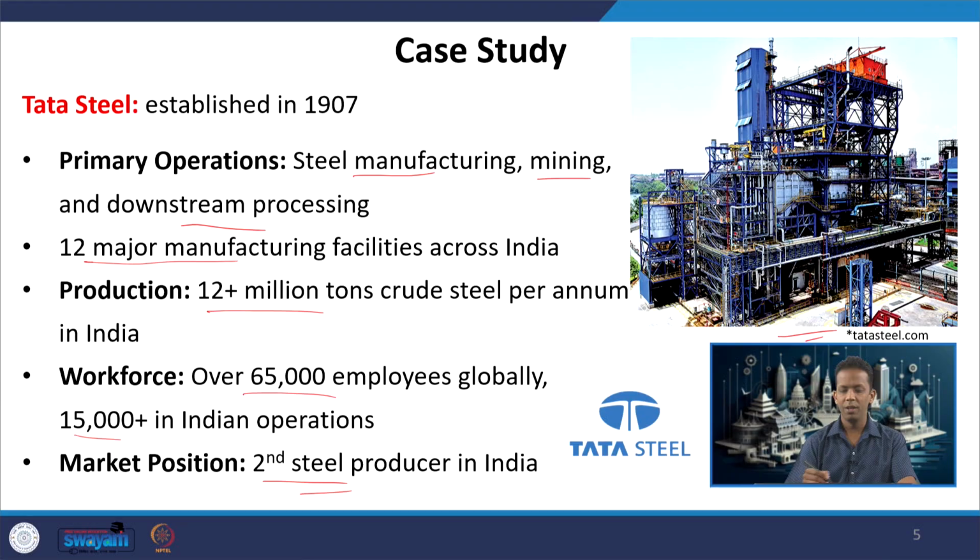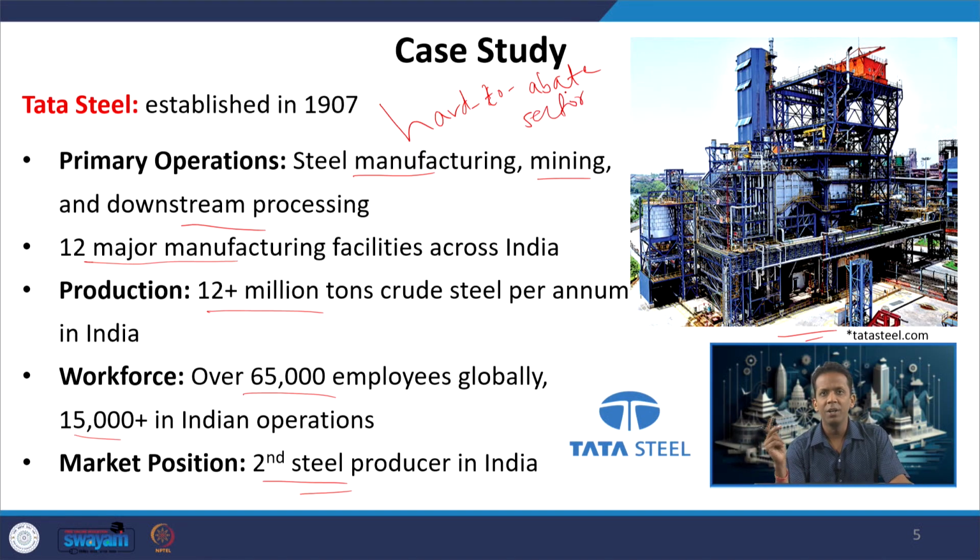So, with this background of Tata Steel, now since you got to know that it is a hard to abate sector, there is a commonly used term nowadays called hard to abate sector. India has set the net zero goal of 2070, and hard to abate sectors are those sectors of industries where it is very difficult to reduce CO2 emissions or global warming impact beyond a certain point.